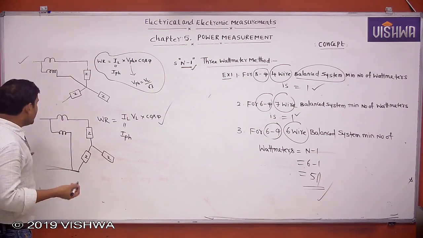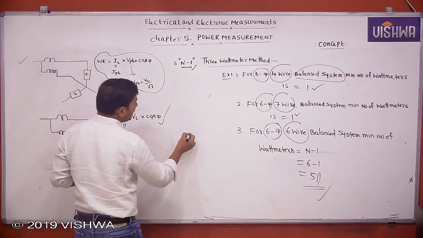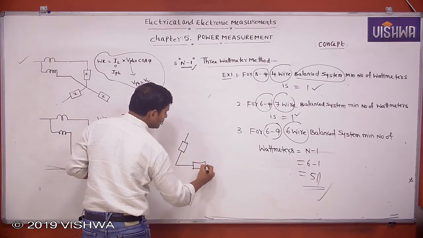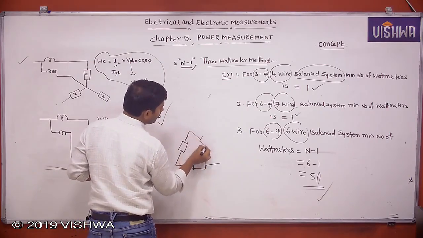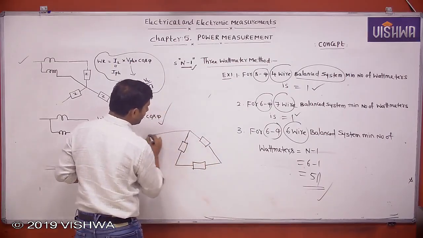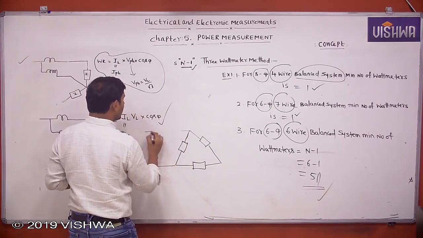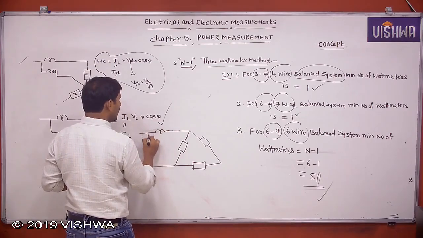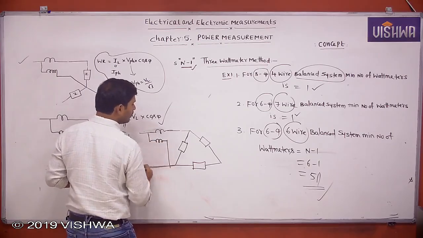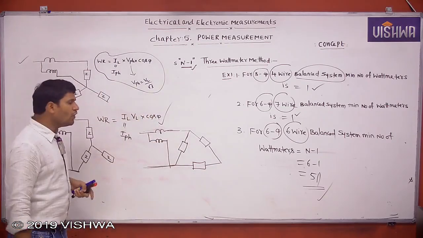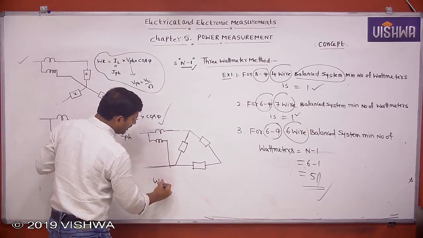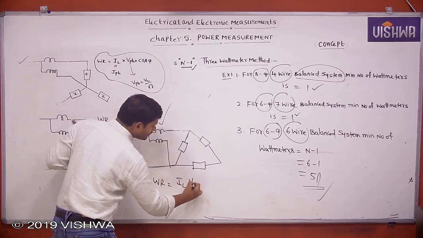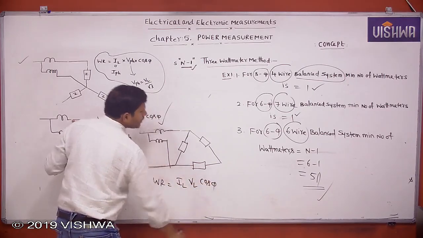It may be that a delta connection is given. For example, if a delta connection is given like this. Okay, a delta connected load is given. Let the current coil be connected like this. The current coil is connected in one line and the pressure coil is connected between two lines. Now it is asked what is the wattmeter reading. The current coil is connected in line, the pressure coil is connected between two lines, then into power factor. Like this we can apply.